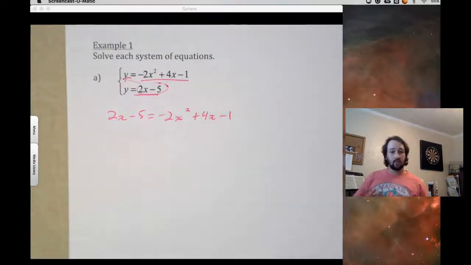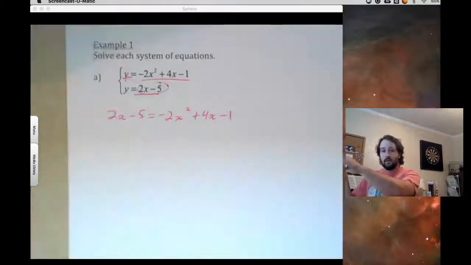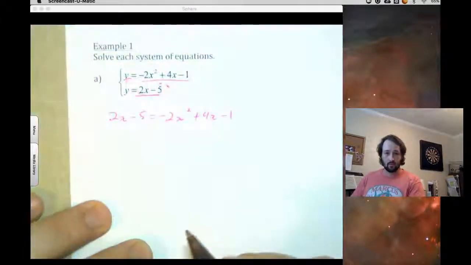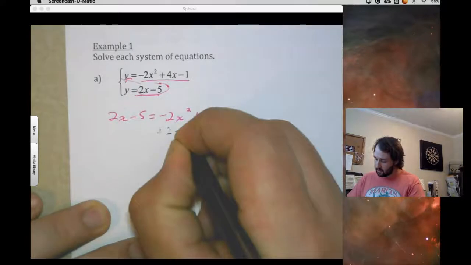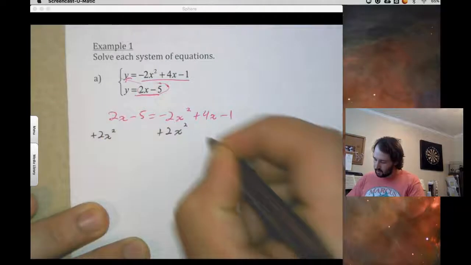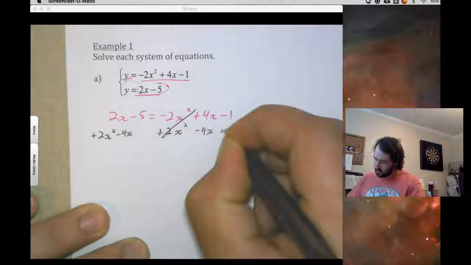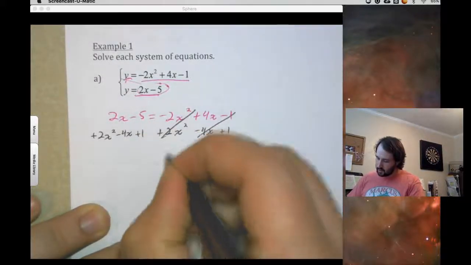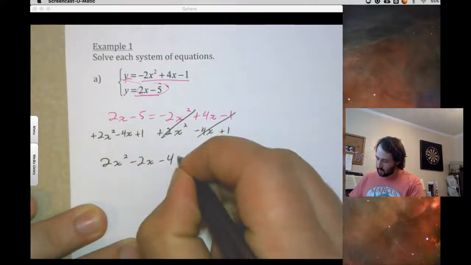Now it's just a matter of solving that equation. We have it only in terms of x. So what I would do is move things over such that we have a positive 2x squared. I'm going to add 2x squared to both sides, so that makes 0 on that side. Then minus 4x, and plus 1. So now I have 2x squared minus 2x minus 4 equals 0.